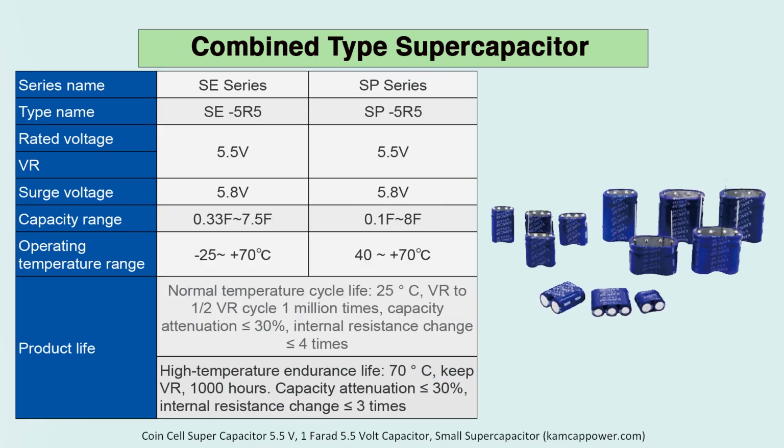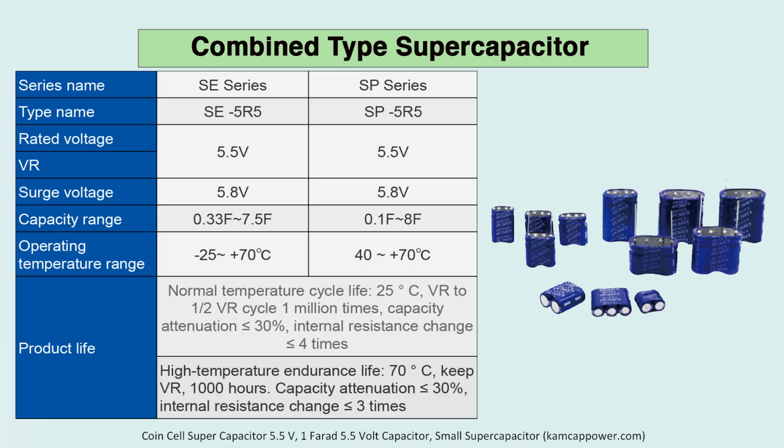In this particular series we are having the next series, the combined type supercapacitor. In this combined type supercapacitor we are having two types of capacitor. The first series is 5R5, which has the rated voltage of 5.5. So it is having more voltage compared to the coin one.